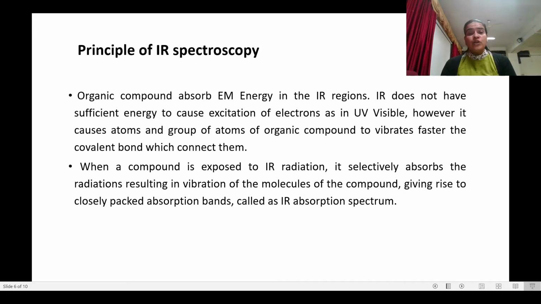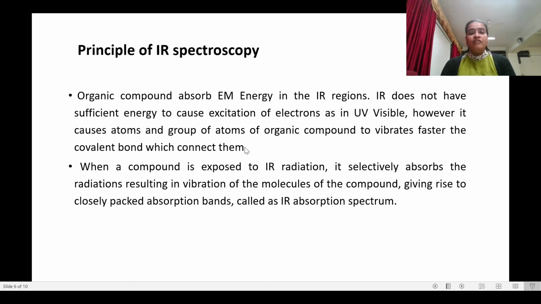The principle of IR spectroscopy. We have already seen the principle and the application of UV spectroscopy. We have seen that in UV spectroscopy, electronic transition is taking place. But IR radiation cannot cause electronic transition. It can cause only vibrational transition in the molecule. Organic compounds absorb electromagnetic energy, and IR does not have sufficient energy to cause excitation of electrons as in UV visible.